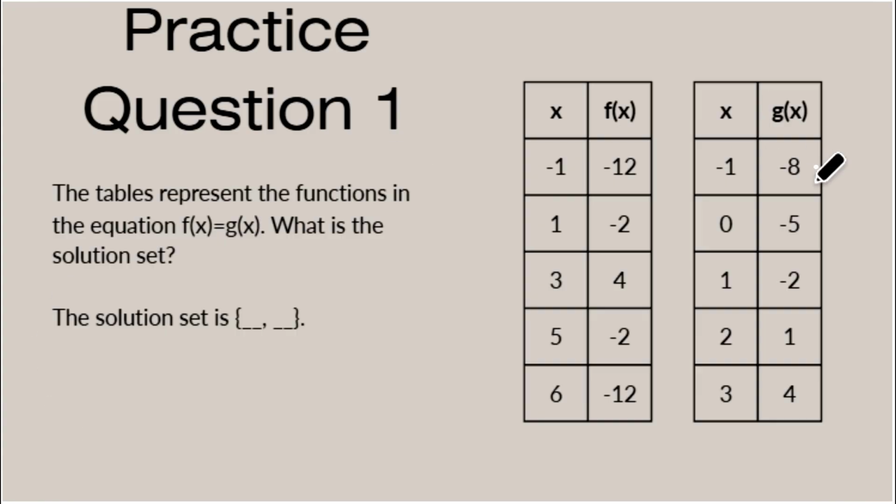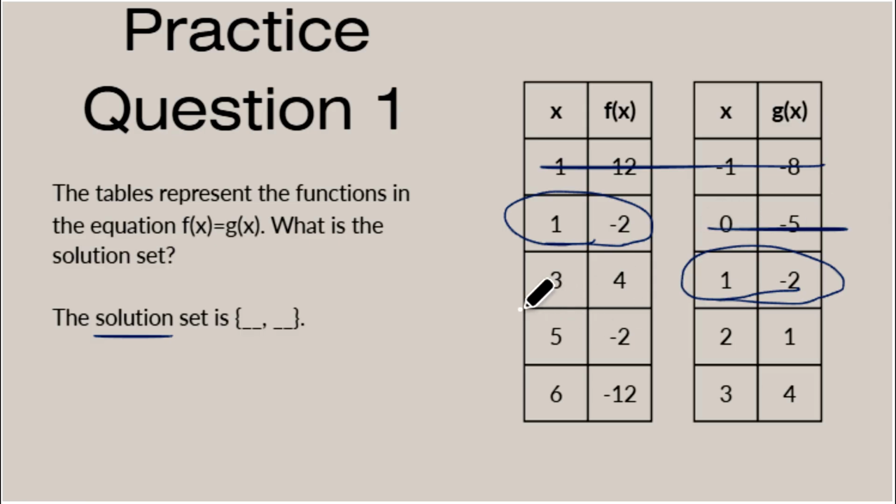So the way we figure out on a table where the points of intersections are or where the solution is, is to find the points that match. -1 and -12 and -1 and -8 don't match, so it's not that. 1, -2, 1, -2 do match, so there's our first set. Okay, we don't have a 0 over here. 3, 4 also match. Okay, we don't have a 2 over here. We don't have a 5 and we don't have a 6. So there's our 2 points of intersection.